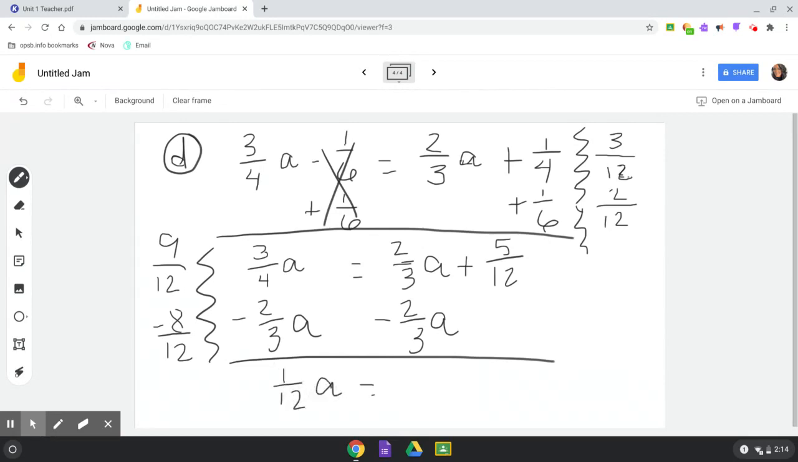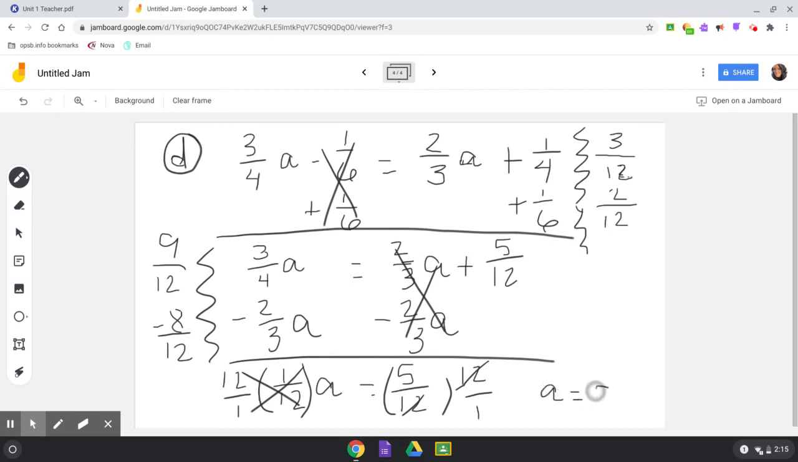1/12 A equals, those eliminate, 5/12. Okay. Now I'm going to multiply both sides by the reciprocal, which is 12 over 1. Multiply this side by 12 over 1. 12 over 1 times 1 over 12 eliminates, and that leaves me with A equals 5, because the 12s eliminate and leave you with 5. So A equals 5. And that is part D.